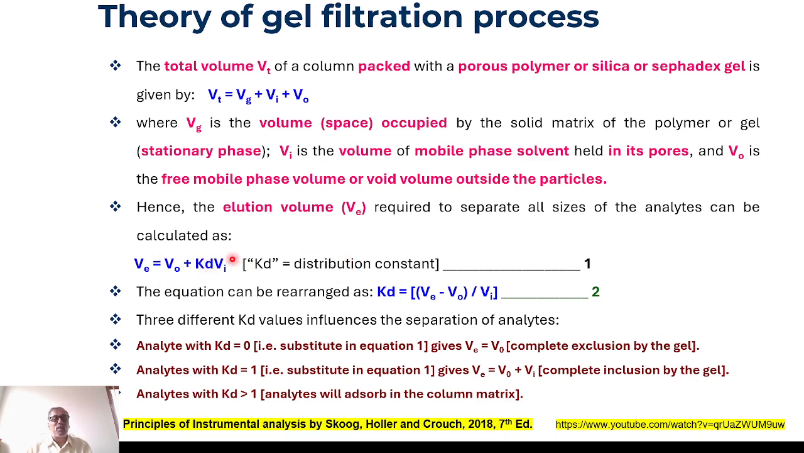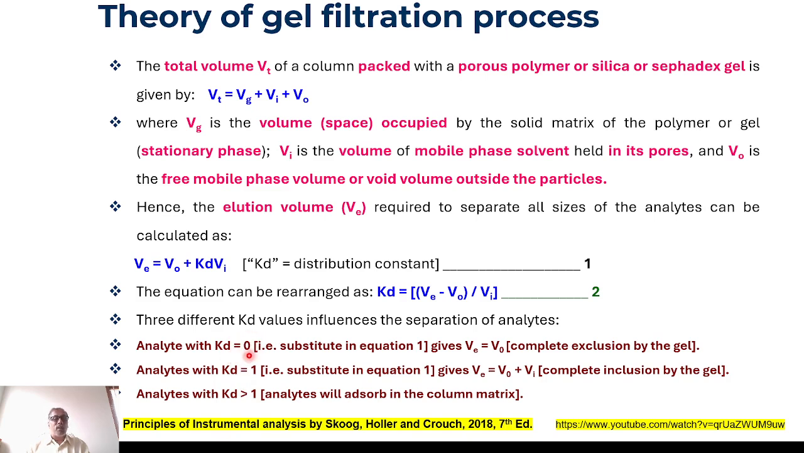KD is actually the distribution constant. VI is the volume of the mobile phase inside the gel, or the gel which is holding the mobile phase inside. So you can expect three different distribution values. KD can be equal to 0, KD can be equal to 1, or KD can be greater than 1. So it could be 1.5 or 2, 2.5, whatever it may be, greater than 1.